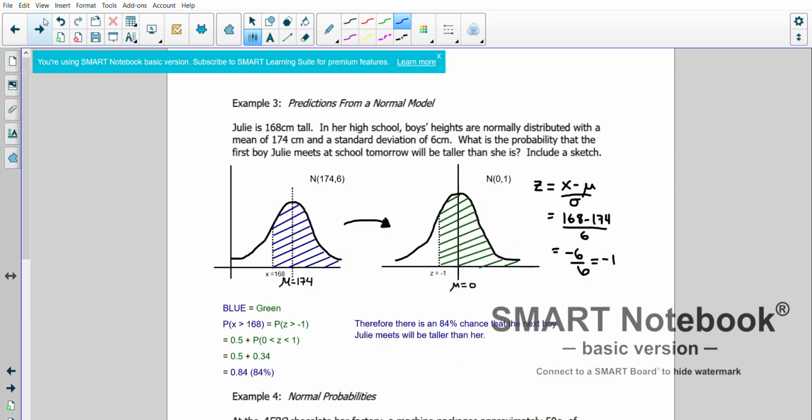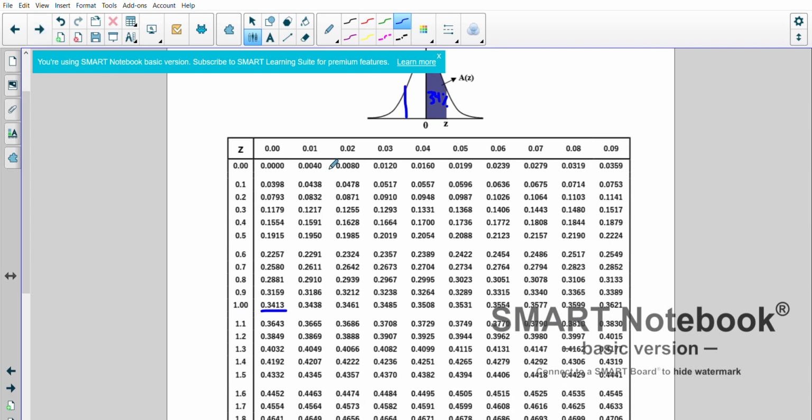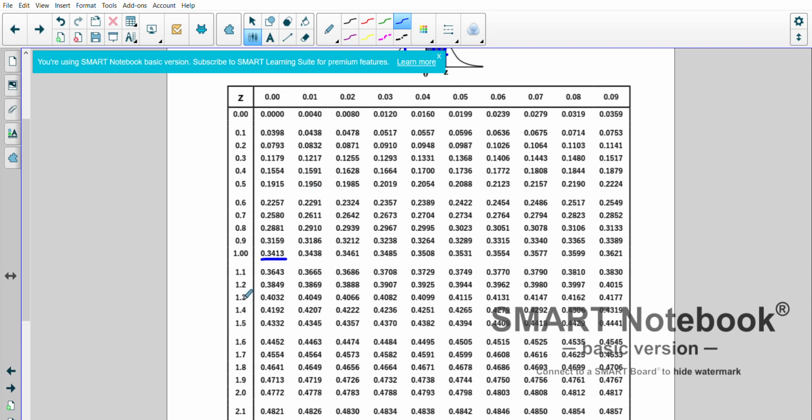So just say I'm 1.47 standard deviations away. I go to the 1.4, then I go to the 0.07, so 1.47 would be this value right here, 42.9%.